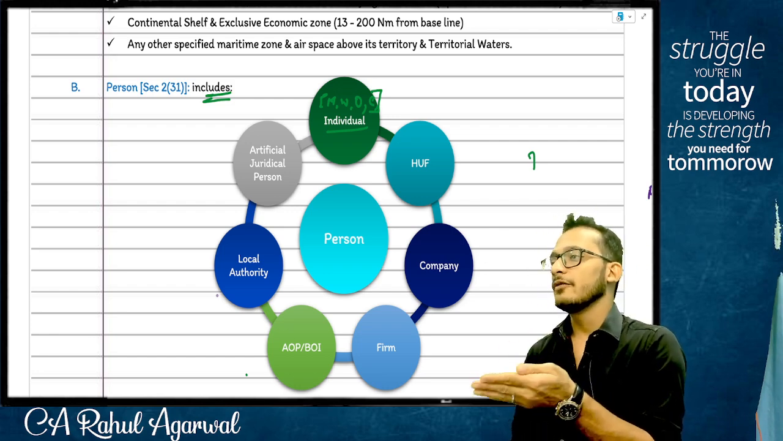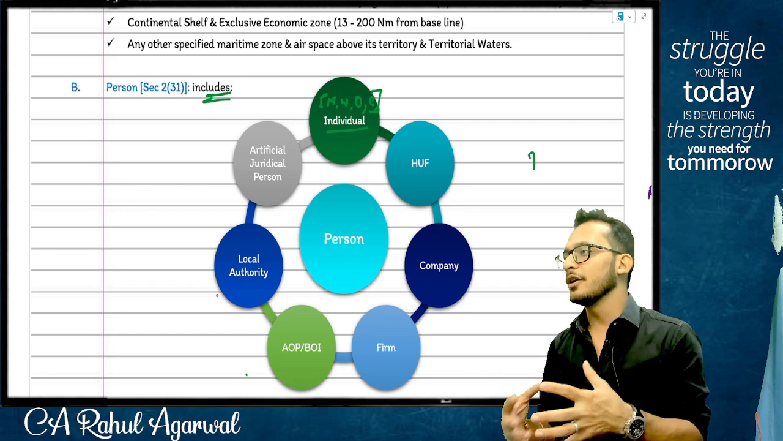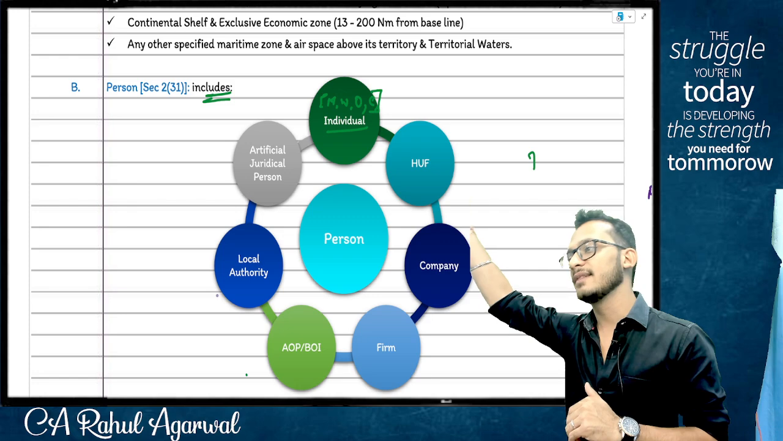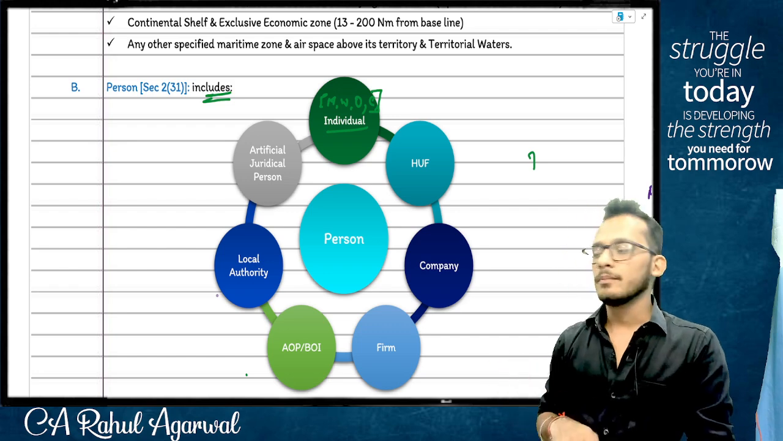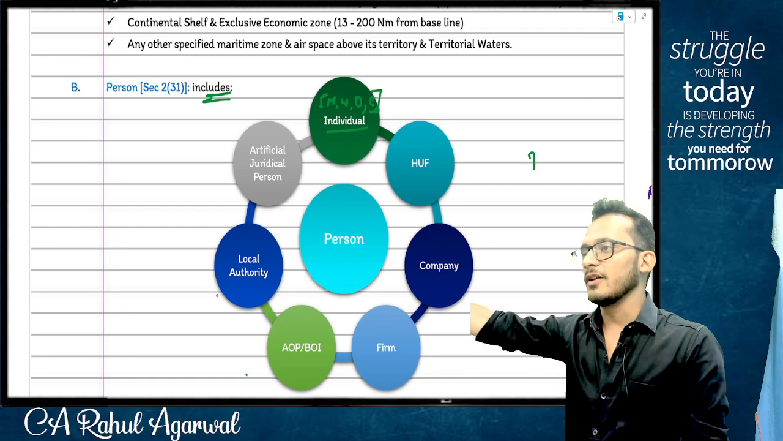Very simple, people. Body of individuals means a group of individuals. So if only individuals are coming together, that's called a body of individuals. But if you are also including other categories of people like firms, companies, HUFs and all those things, then it becomes an AOP. Yes or no? Yes. All your charitable organizations, your trusts and everything form part of AOP BOIs.